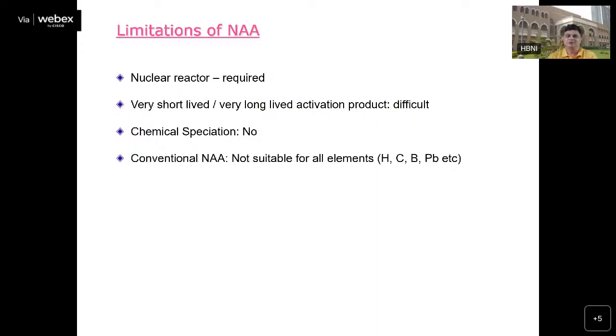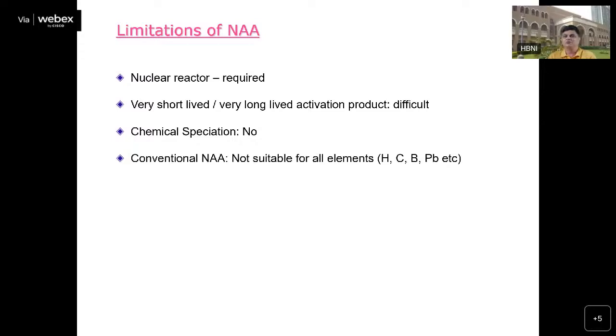So what are the limitations of neutron activation analysis? It definitely needs a nuclear reactor. But as I told you, there are some cases where we can take a neutron source, but again those need permissions from the atomic energy regulatory authority to keep that kind of neutron source in your lab. Also, very short-lived and very long-lived activation products are very difficult to analyze.